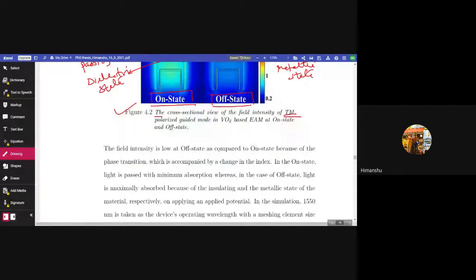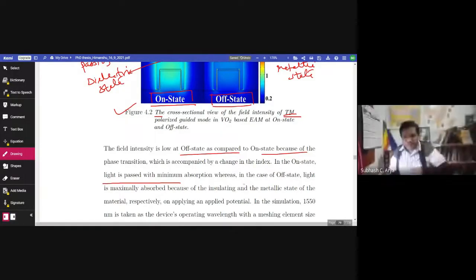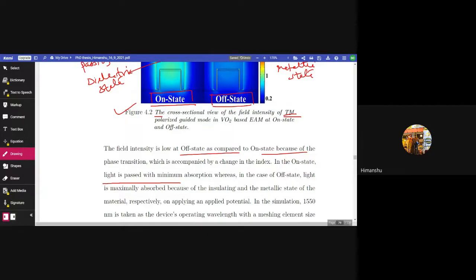So basically, the difference is that the field intensity is low at the off state as compared to the on state because of the phase transition, which is accompanied by a change in the index. In the on state, light is passed with minimum absorption, whereas in the off state, light is maximally absorbed because of the insulating and the metallic state of the material, respectively, on applying an applied potential.